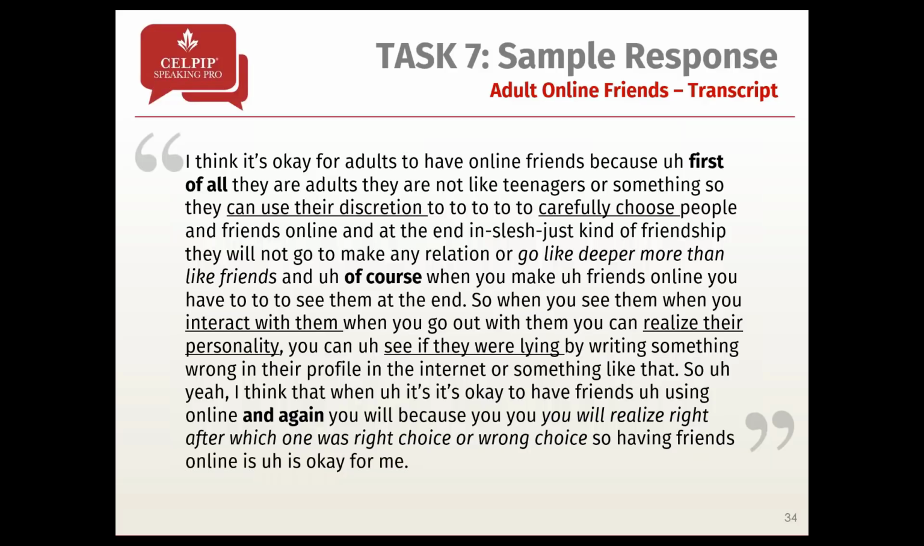For listenability, he speaks quickly at times, and he repeats some words, but his intonation is strong. And finally, task fulfillment. Overall, he does well in task fulfillment, but he does end before the time is up, so he definitely loses points there.